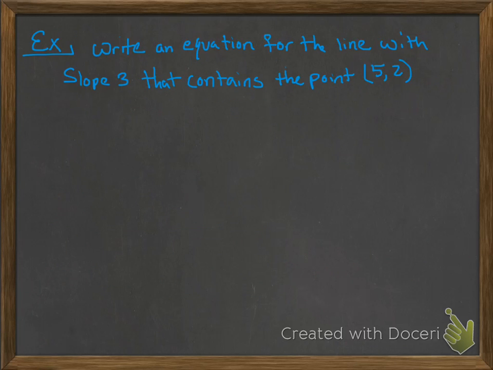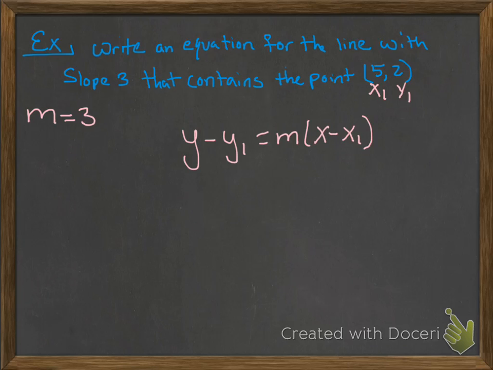Alright, here's another one. Write an equation for the line with a slope of 3 that contains the point. So this one we already have our slope, so m is equal to 3, and I have my x1 and y1. So all I have to do is plug it into my formula, y minus y1 equals m times x minus x1. I plug that right into my formula. I end up with y minus 2 is equal to 3 times x minus 5.